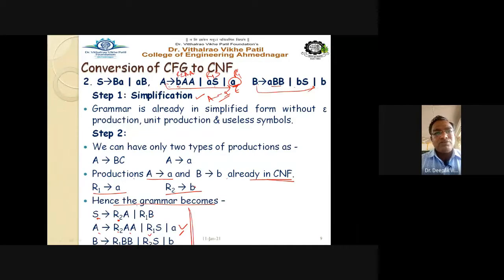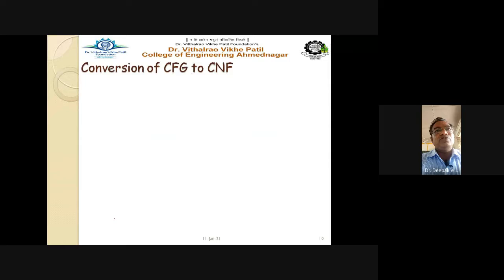So now here if we observe, this rule is already in CNF, this rule is already in CNF, then A produces small a, B produces small b, already in CNF, and R2A is also in CNF. Only the remaining R2AA and R1BB, these two rules, are not in CNF. We need to convert these two rules into Chomsky normal form.